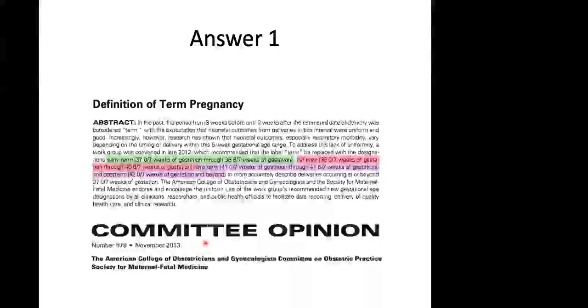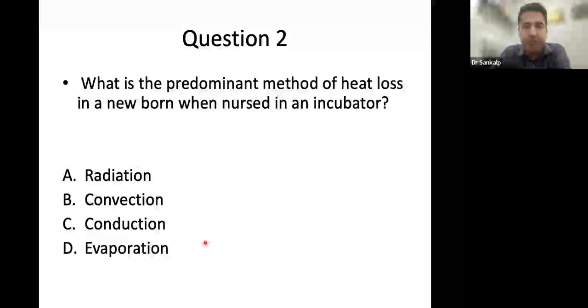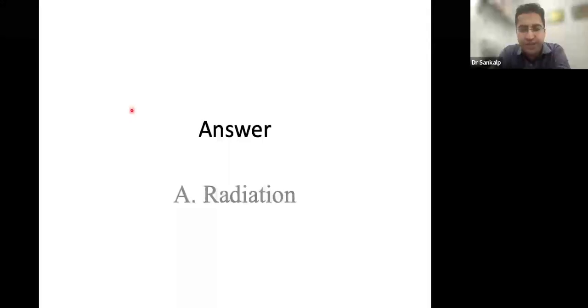Moving on to question number 2, Sankalp will take that. The question was, what is the predominant method of heat loss in a newborn when nursed in an incubator? So there are all these 4 mechanisms of heat loss for a baby after delivery in an incubator or warmer. But if you keep a baby in an incubator, convective heat losses are taken care of because the air currents are not flowing. Conductive heat losses are taken care of because the baby is on a warm surface. Since we provide humidification, evaporative heat loss is also taken care of.